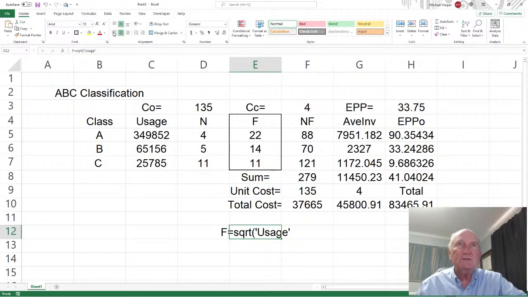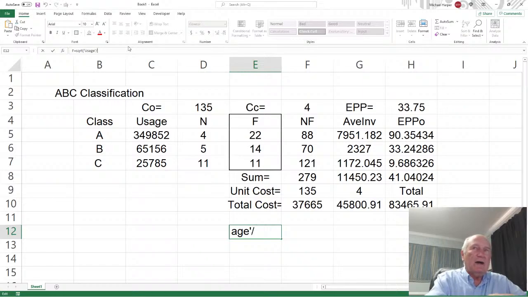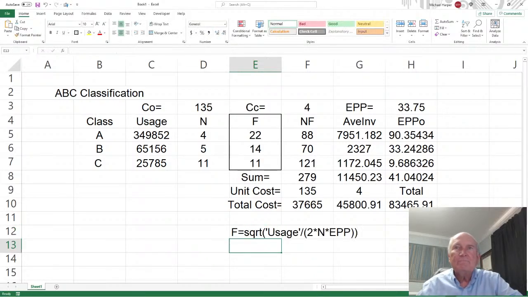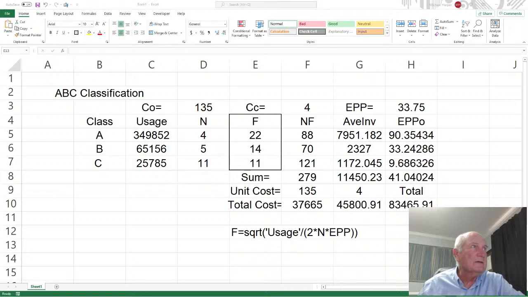Well, I'll go ahead and left justify this. Square root of the usage, divided by, open parenthesis, 2 times the N for that class, the usage for the class divided by N for the class, times EPP. Okay? And so that's going to be the equation for the optimal frequency. So we have it right there.